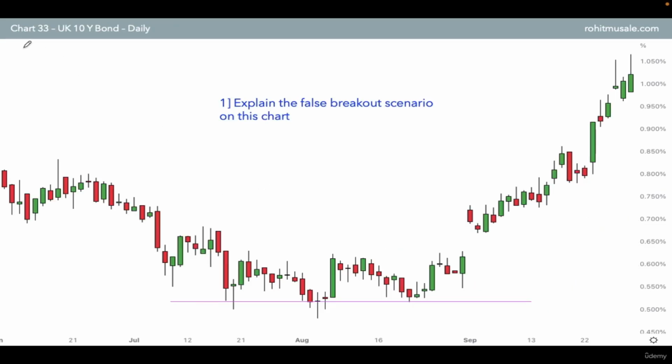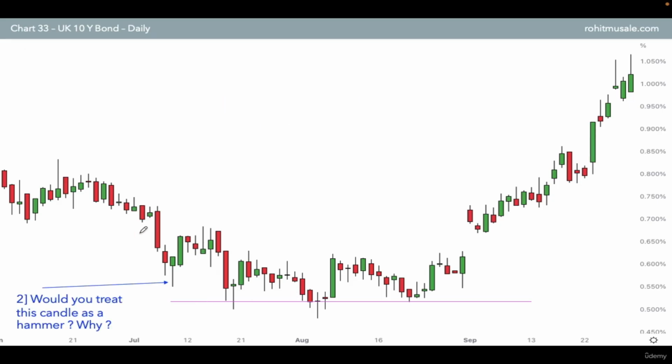So this is chart number 33, the British 10-year bond yield and daily time frame. Question 1. Explain the false breakout scenario on this chart. For hint, I have drawn this pink color line here. Number 2. Would you treat this candle as a hammer and why? So this one.